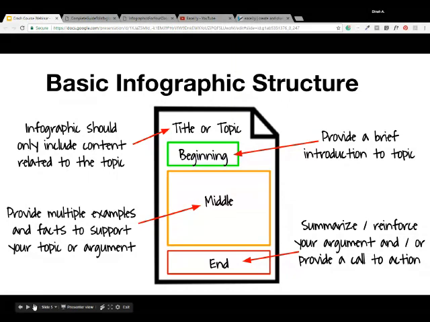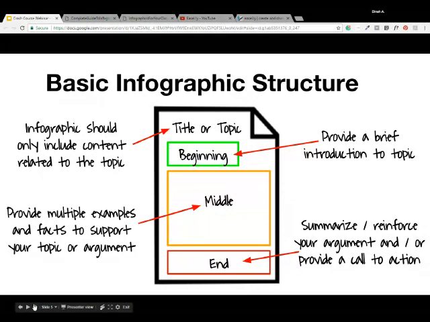And then lastly, you're going to want to summarize your infographic for your audience, come to a conclusion, maybe in some cases. You're going to want to reinforce your argument if that's the case. And you're going to want to provide a call to action. And that call to action is going to go back to your ultimate goal of why you're even creating the infographic. So when you go back to our initial questions, when you ask yourself, why are you creating this infographic?